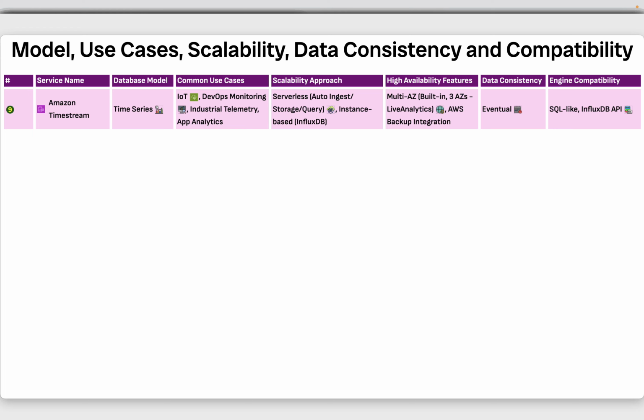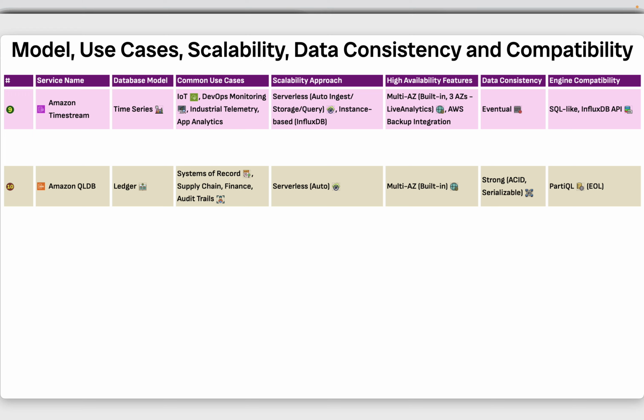Then comes high availability features. You have multi-AZ, which is built in, spread across 3 AZs, and you have live analytics and AWS Backup integration. So these are the features. Data consistency is eventual. So eventually the data will be consistent. So there are two modes: strong consistency and eventual. Engine compatibility, you have SQL like, you can use SQL statements and InfluxDB API.